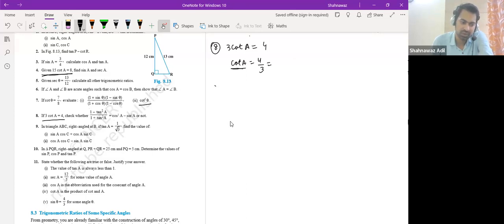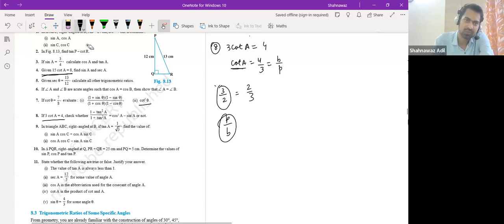It is the reciprocal of P by B, right? What would be the reciprocal of P by B? Let's say you have 3 by 2. What is the reciprocal of 3 by 2? 2 by 3, right? So you have P by B. What is the reciprocal of P by B? That is B by P.